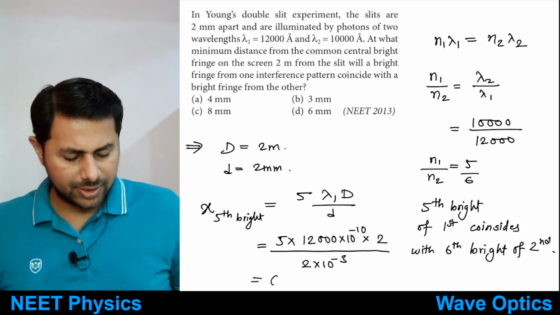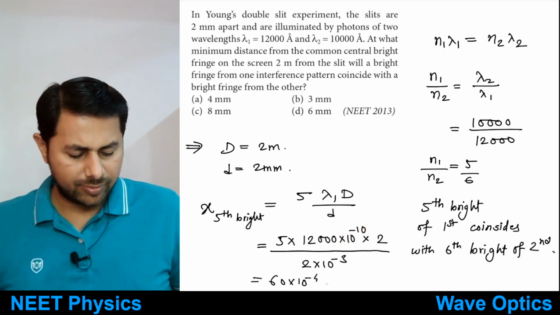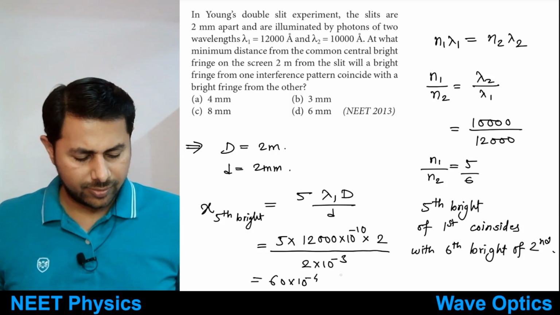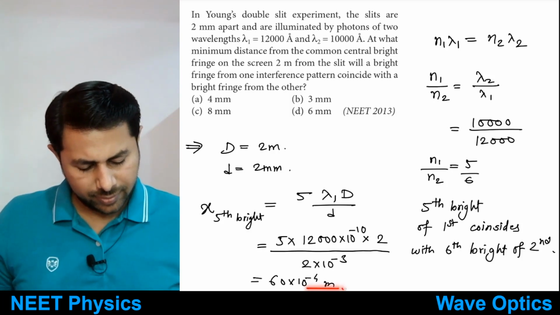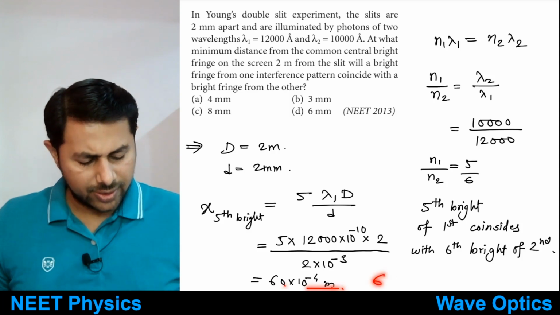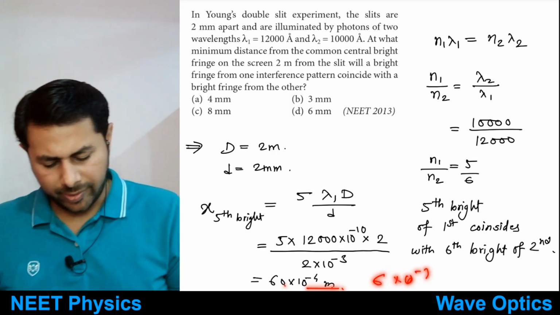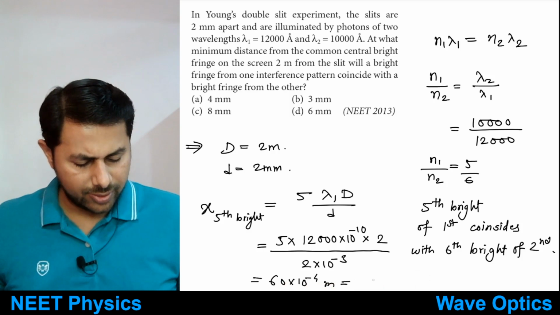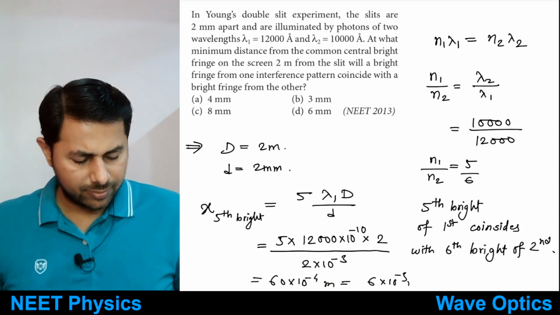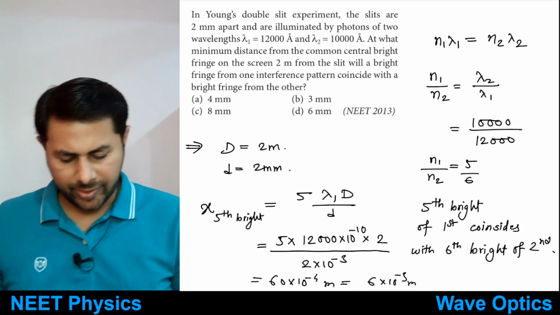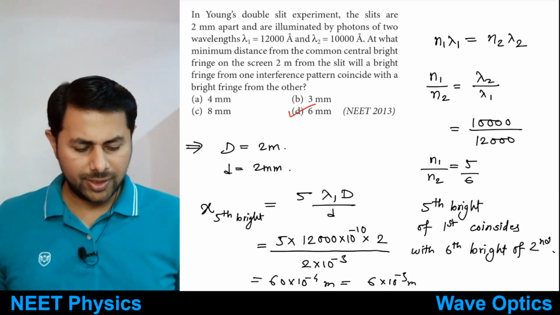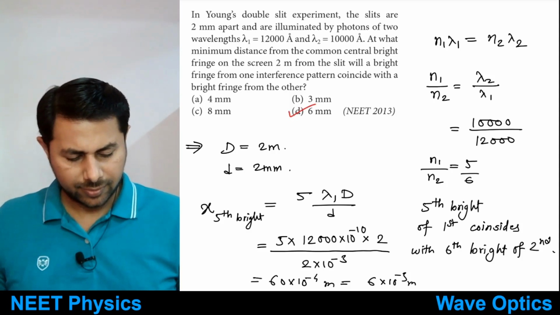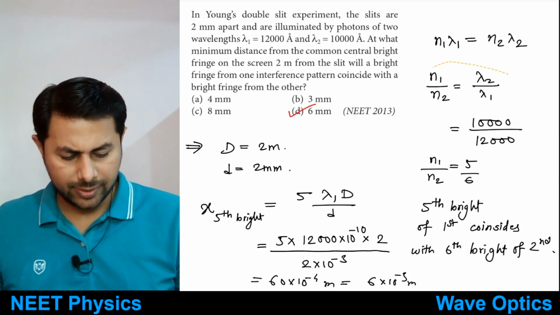So the answer is 60 multiplied by 10 raised to minus 4 meters, or 6 into 10 raised to minus 3 meters. So that is 6 mm. Okay, so the answer is 6 mm. This is clear, right?